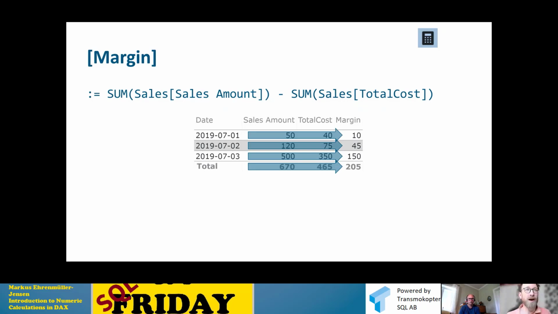A measure is not calculated vertically, but always calculated horizontally and influenced by filters. So what we see here, there's a filter on this 1st of July, and that's why we see 50 and 40 and 10. Here, there's no filter on the date, so that's where we see 670, 465, and this is resulting in 205. The same would be true for the claims, for example. There are two claims fulfilling this filter, one claim for this filter, but in total, it's only two claims we have in the table. Please keep this in mind, because this can sometimes confuse people.